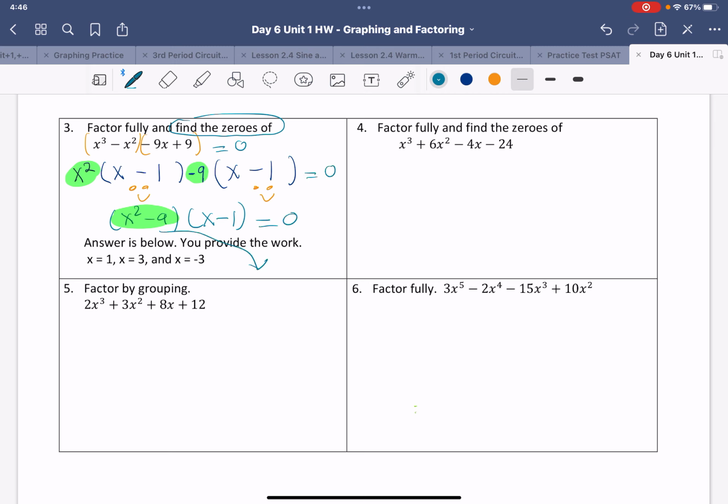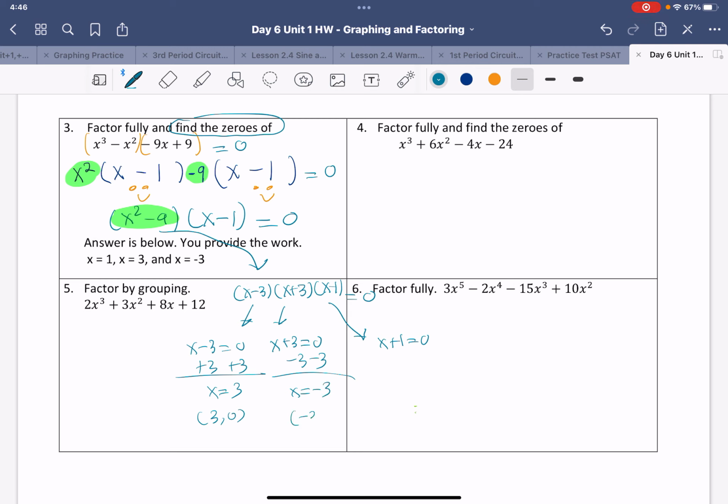So how do you break down x squared minus 9? What two numbers multiply to negative 9 and add to 0? That's going to be negative 3 and positive 3. And then we still have the x minus 1. Then you're going to take each one, set them equal to 0, and then do the operation that's the opposite, and then call it a day. And these are your zeros for this problem.